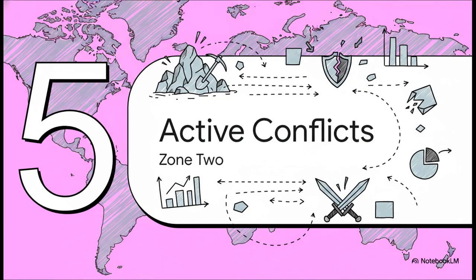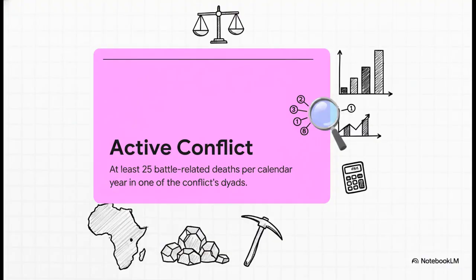Next up, Section 5, Zone 2, active conflicts. Obviously, mining operations don't exist in a political vacuum. But to remove all subjectivity and bias from reporting on geopolitically sensitive zones, the standard points to a very exact, highly impartial metric. It uses the Uppsala Conflict Data Program's definition, which says a conflict is deemed active if there are at least 25 battle-related deaths per calendar year. It doesn't matter who is fighting or why. If the math hits 25 deaths, that area is officially an active conflict zone.